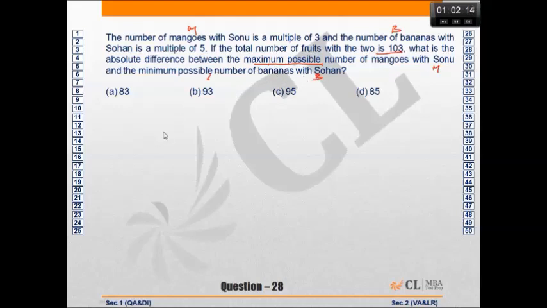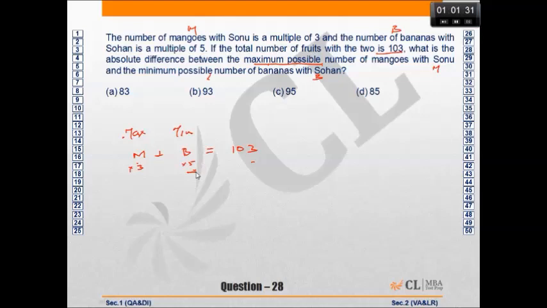Okay, so what we are saying is the number of mangoes is a multiple of 3, and mango plus banana is equal to 103. I need to maximize the number of mangoes and minimize the number of bananas. That's the difference we need to find. So for the maximum number of mangoes, this is a multiple of 3 while the bananas count is a multiple of 5. If I say 5, no, not 5, that makes it 100. The number of bananas is a multiple of 5, mangoes a multiple of 3, okay.